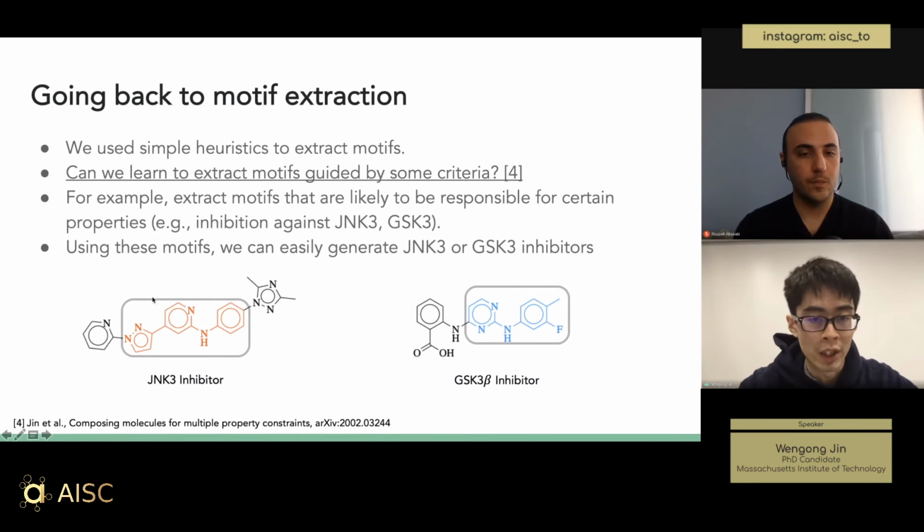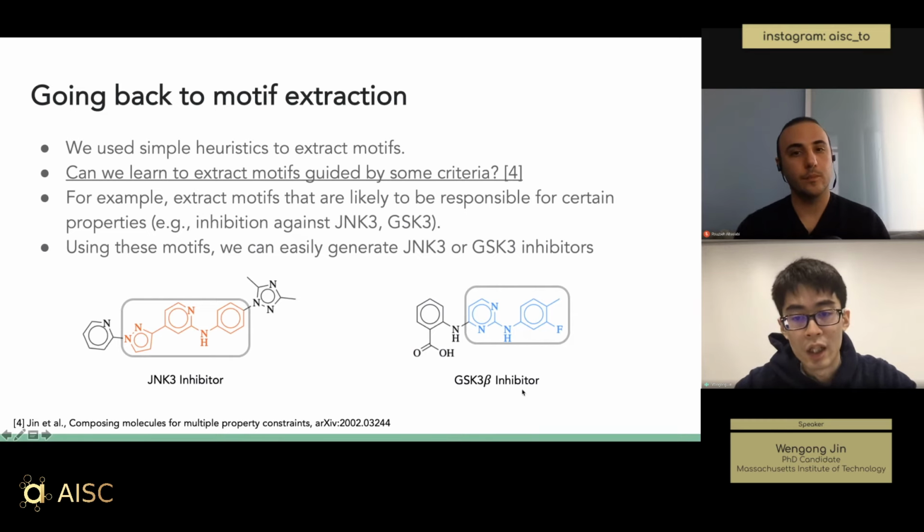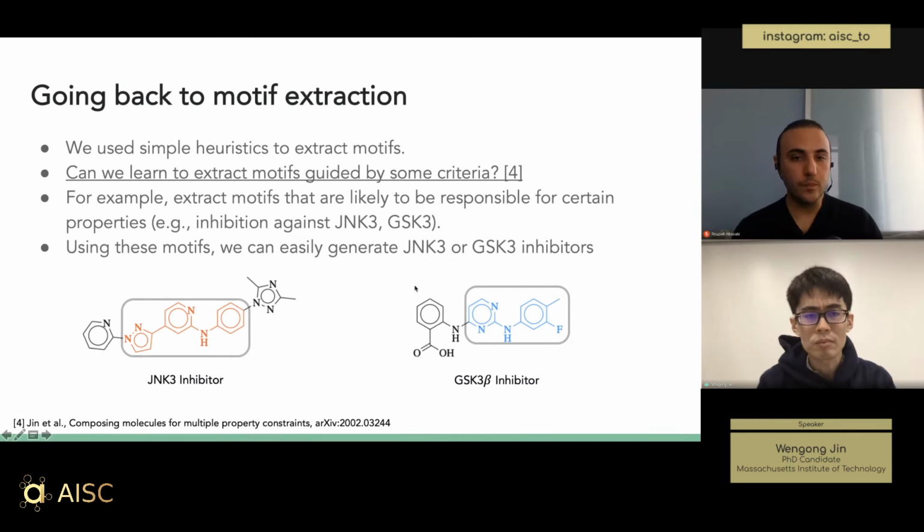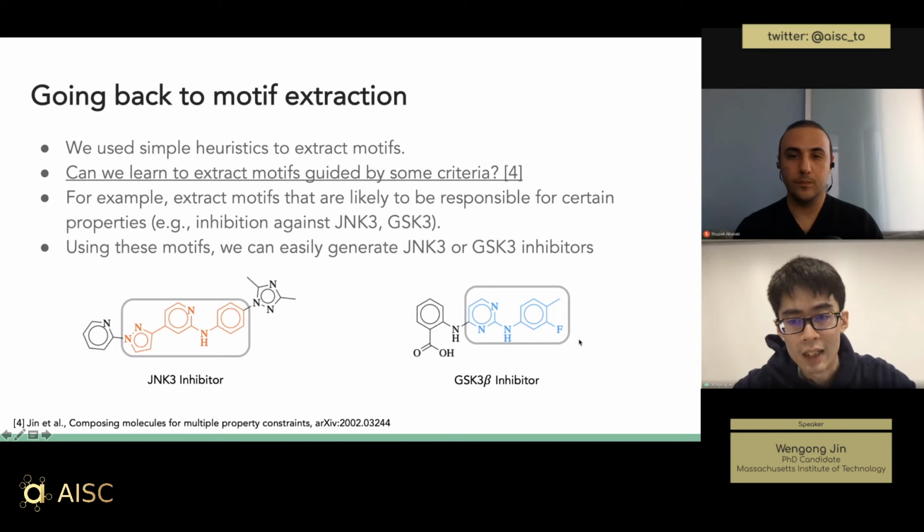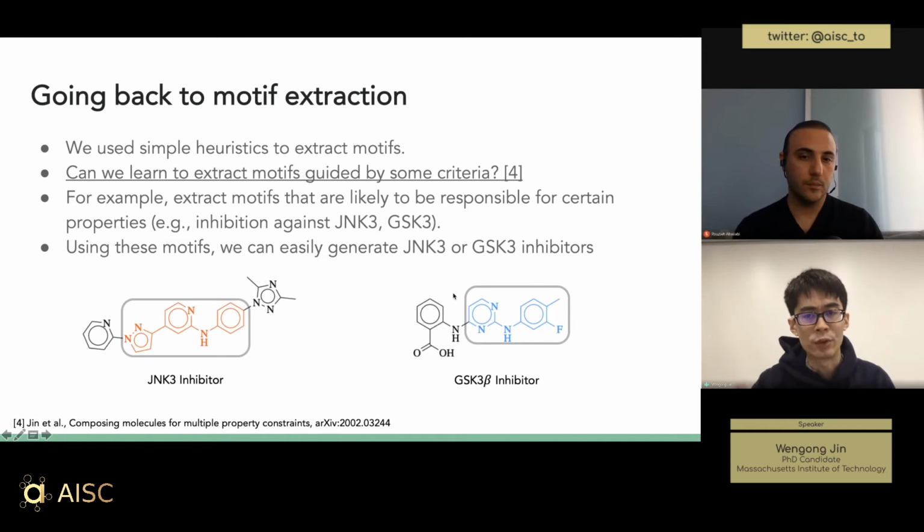contributes most to the inhibition against a biological target JNK3, or I can try to find motifs that inhibit another target, GSK3 beta. I just want to say that using these motifs that are highly active or highly inhibitive to some of the proteins, we can easily generate these JNK3 or GSK3 inhibitors.